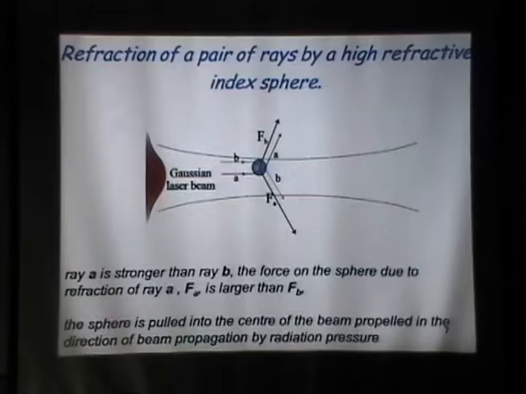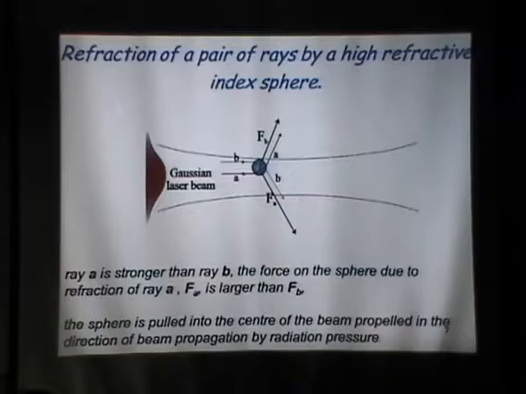Okay, so let us look at what we can do with all this. I take a laser Gaussian beam, and I shine it on a little particle. This is the Gaussian profile. And there's a particle which is to the side of the maximum of intensity of light. So we can see that ray A here is stronger than ray B. The force on the sphere due to refraction of ray A is FA, and due to refraction of beam B is FB. So we can see that the particle will be drawn to the most intense part of the beam. It's pulled to the most intense part of the beam.